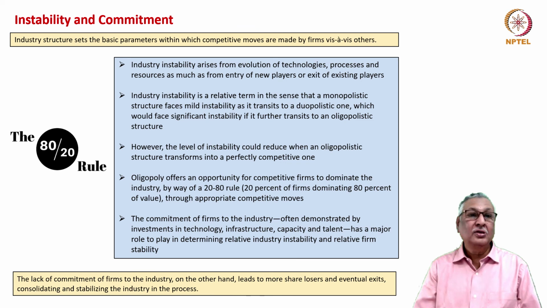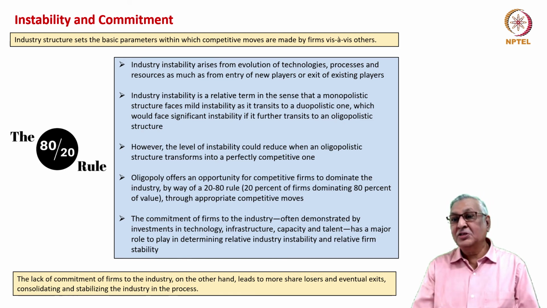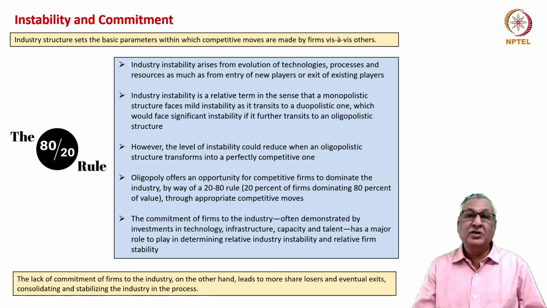So the basic parameters are set by the industry structure, and the competitive moves are made by firms vis-a-vis others. So we have an 80-20 rule that could be looked at, because industry instability arises from the evolution of technologies, processes and resources, as much as from entry of new players or exit of existing players. When the new entrants or the substitute products that are offered also entail higher technology, better process and higher resources, then the level of industry rivalry would increase.